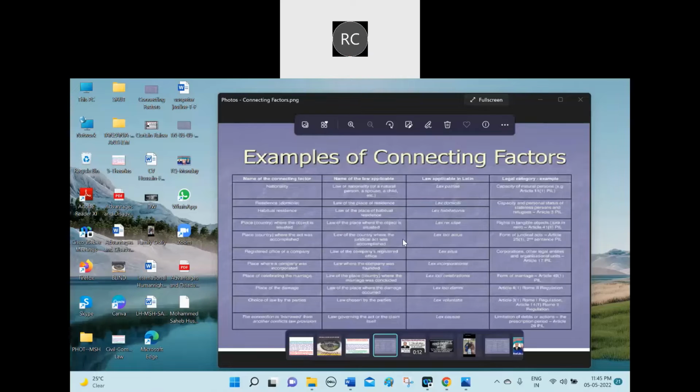Why are you taking so much time to say pass on? Nationality is used as a connecting factor in private international law. The law applicable in Latin is lex patriae. That is also how nationality is counted. For instance, in the common law countries, we emphasize more on the domicile, lex domicilii, and in the civil law countries, they mostly rely on nationality.